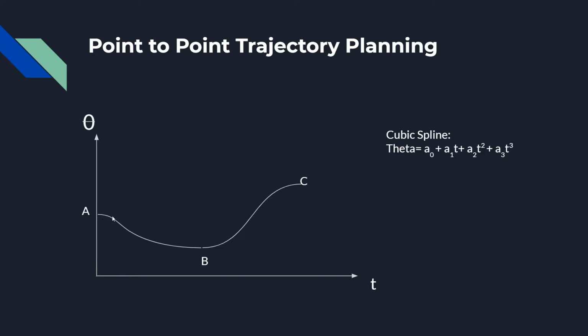The trajectory of theta would look like this. And remember that we have inverse kinematics for A, B, and C. So we did inverse kinematics only 3 times, but we're figuring out the value of theta for every single point in between by using a simple equation, a cubic equation.